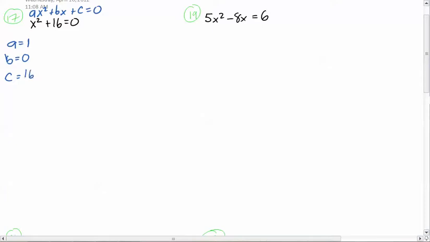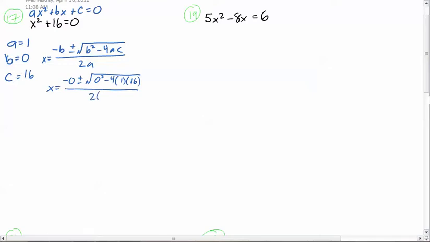So from this point we can go ahead and do our quadratic formula, which is x equals negative b plus or minus the square root of b squared minus 4ac, all over 2a. That's right, so we're going to go ahead and put these in. So x equals negative 0 plus or minus the square root of 0 squared minus 4 times a, which is 1, times c, which is 16, right? All over 2 times a.